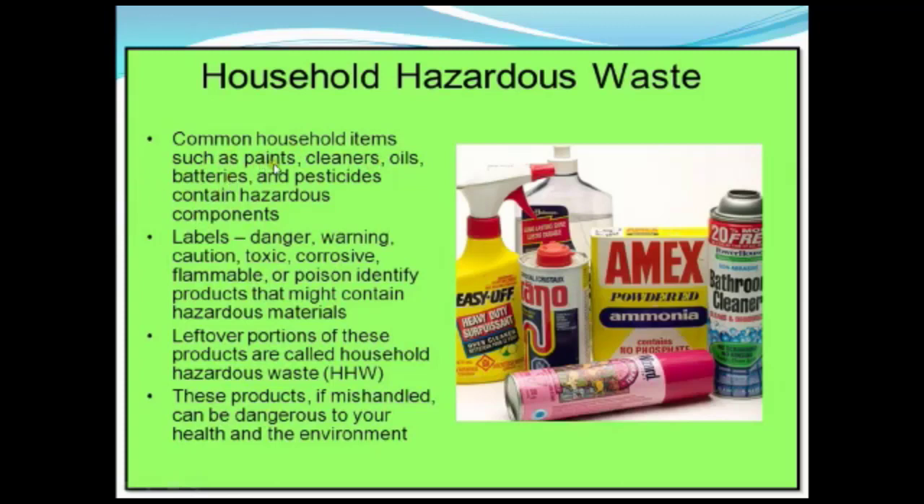Common household items such as paints, cleaners, oils, batteries and pesticides contain hazardous components. Here you will find labels on the things mentioning danger, warning or caution, toxic, corrosive, flammable. Also poison identifies products that might contain harmful materials. Leftover portions of these products are called household hazardous waste, and these products, if mishandled, can be dangerous to your health and the environment.